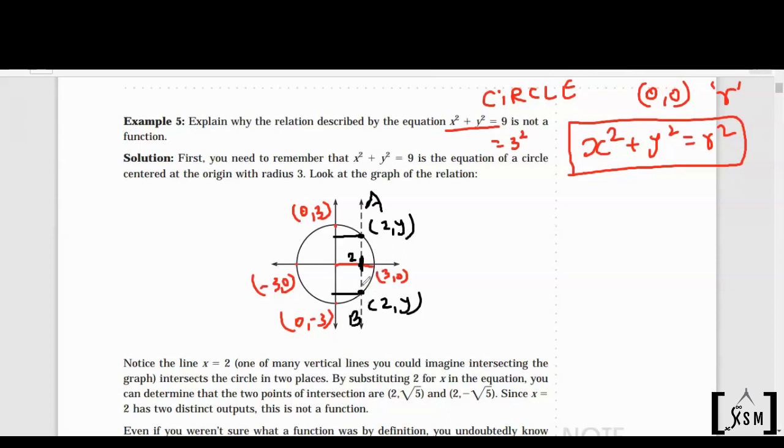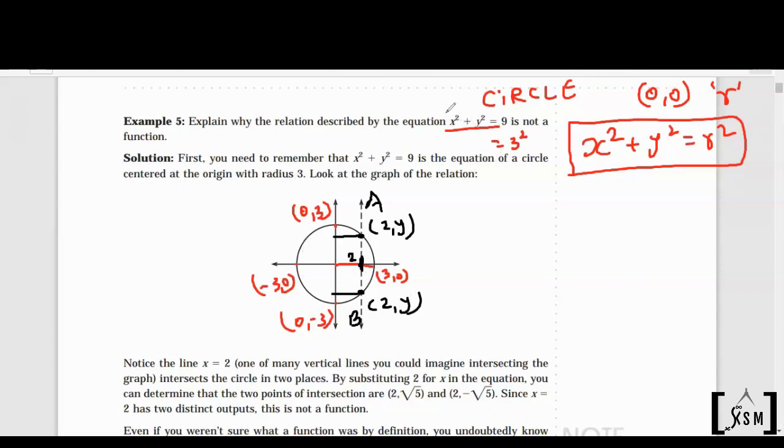So it is not a function. Why is it not a function? Because the same x value, which is 2, is giving us different y values. Okay. We can do this question without having an understanding of the graphing.